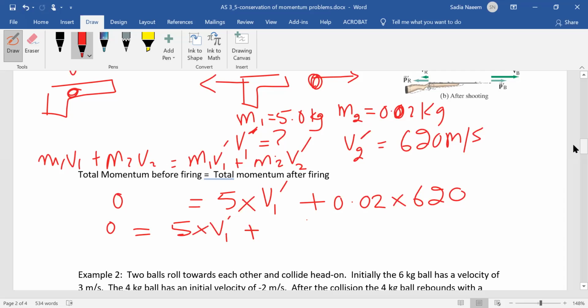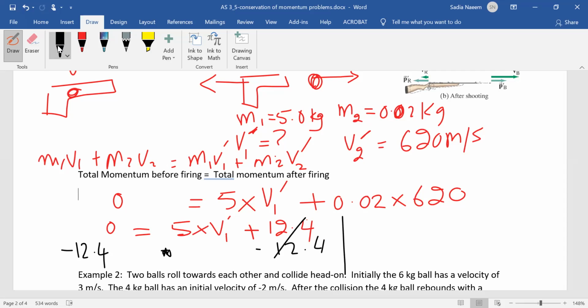That's 12.4. Then subtract 12.4 from both sides. Sorry, I meant to put it here. That cancels this. And our equation now, I'll just put it on the side here, is 5v1 prime. And I'm also flipping my formula around, which is negative 12.4.